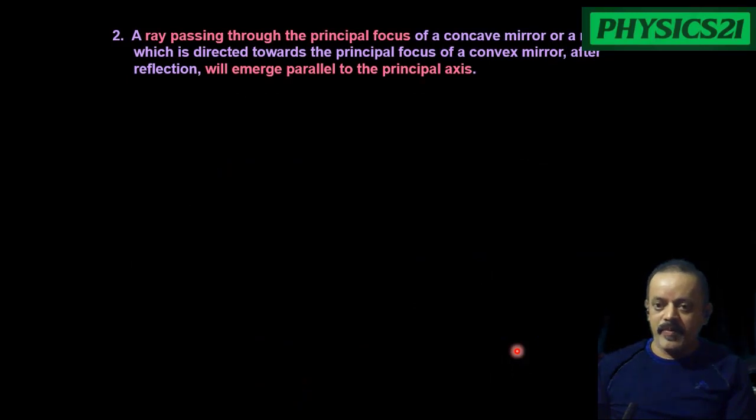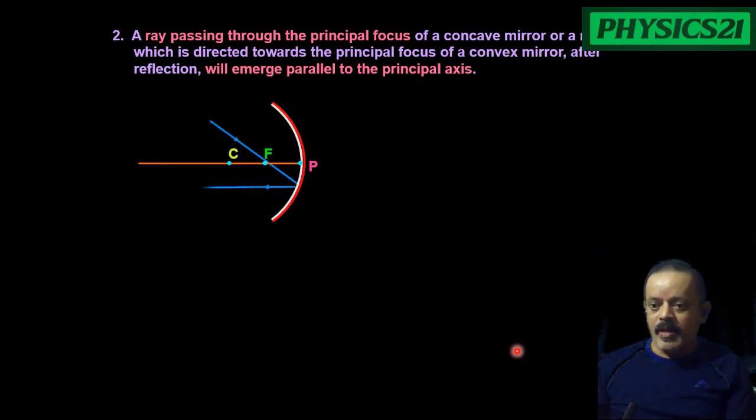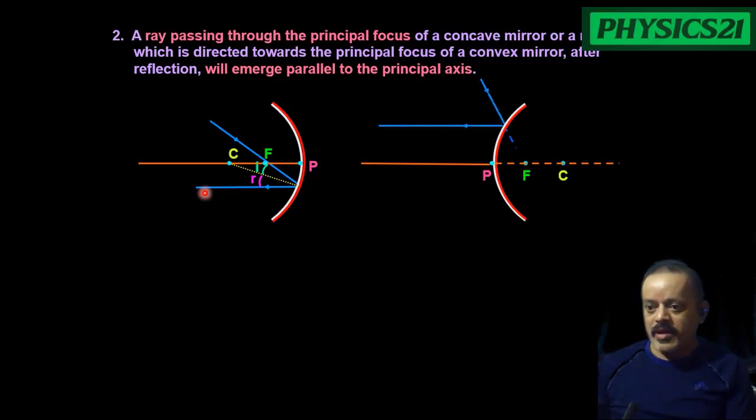Now, the second rule. A ray of light incident in the direction of the focus, after reflection, passes parallel to the principal axis. In a convex mirror, a ray traveling towards the direction of the focus, you can see in this diagram, this is the ray going towards the principal focus. After reflection, it will be parallel to the principal axis.